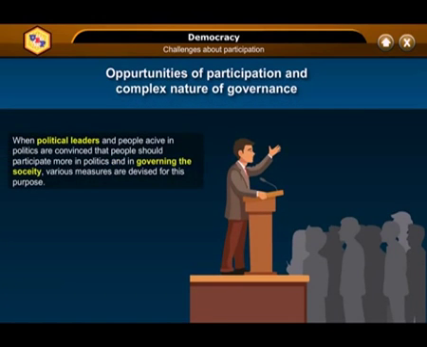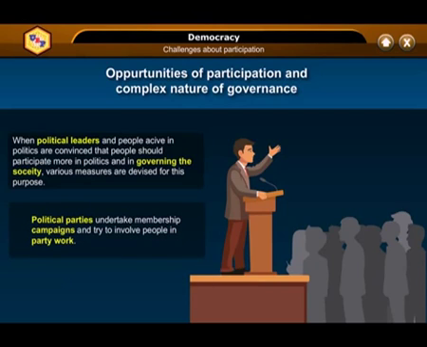When political leaders and people active in politics are convinced that people should participate more in politics and in governing the society, various measures are devised for this purpose. Political parties undertake membership campaigns and try to involve people in party work.